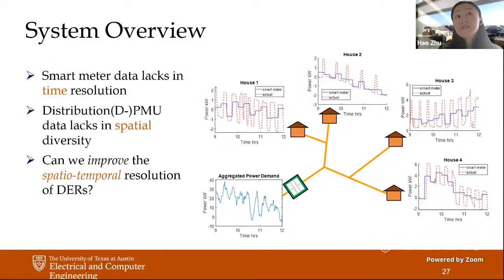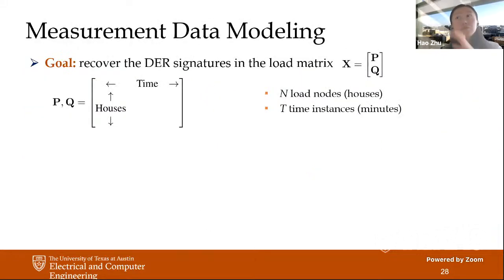DERs behind the meter. Just to set up the problem a little bit, we can think of the ground truth load profile as two matrices, P and Q. Both of them have the number of houses arranged by time slots. P is the real power, which is what the utility charges you for. Q is the reactive power.